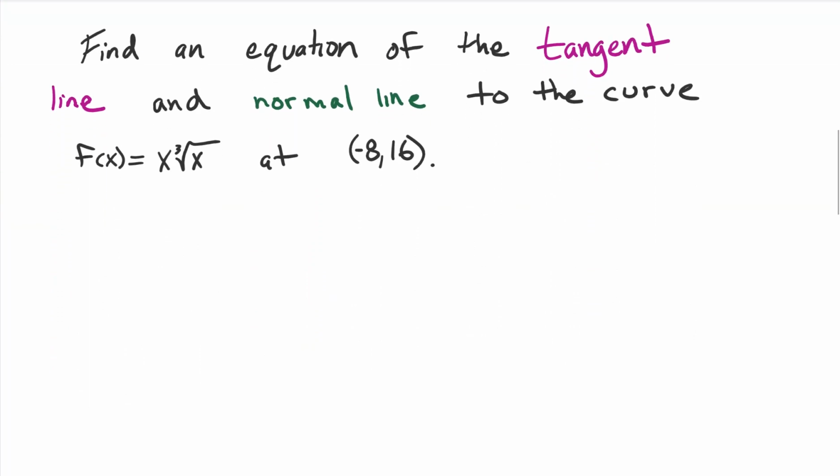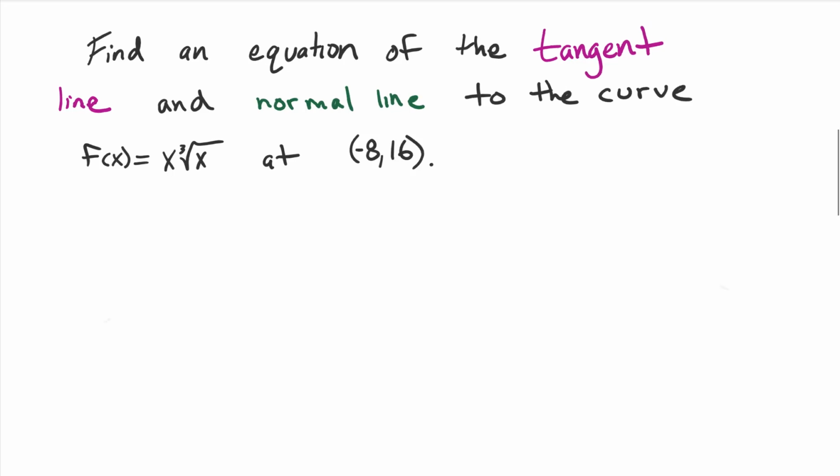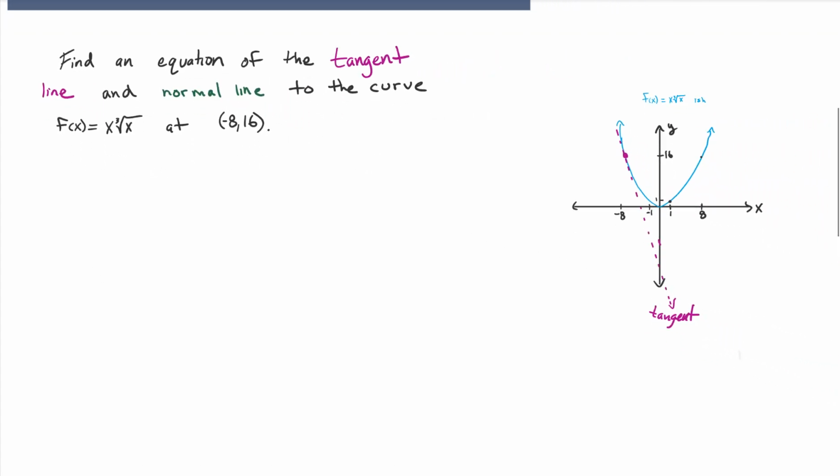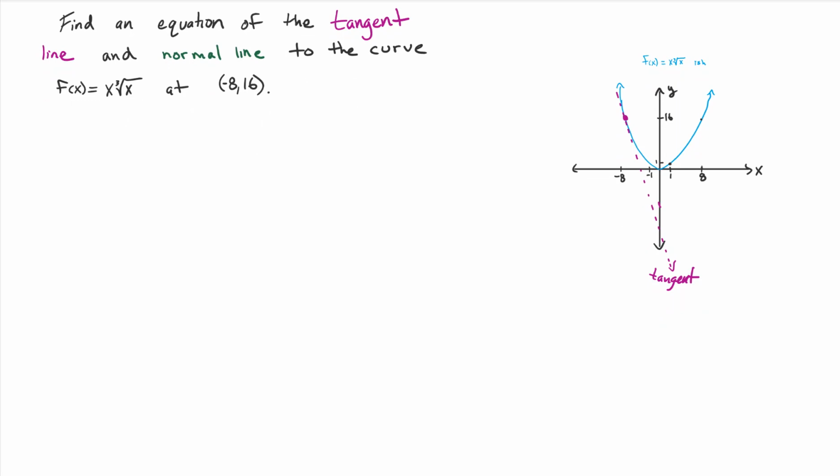We're going to find an equation of the tangent line and normal line to the curve f of x is equal to x times the cube root of x at the point -8, 16. A tangent line, we know all about a tangent line. But the normal line is something that pops up a lot in physics. Normal vector as well. Let's talk about it.